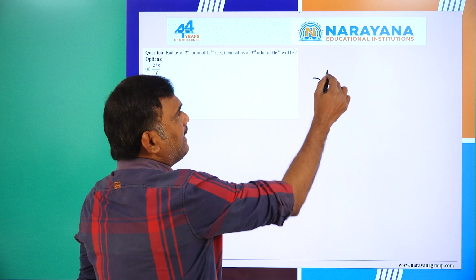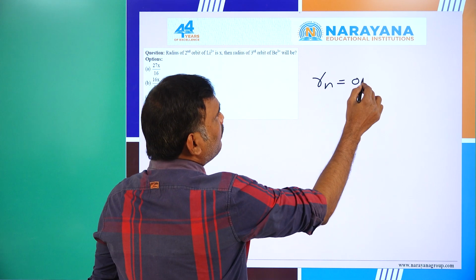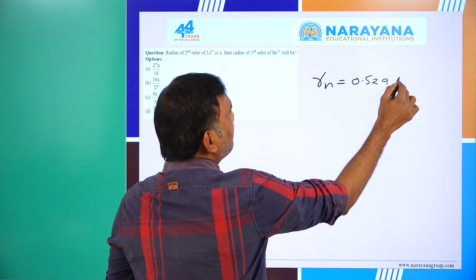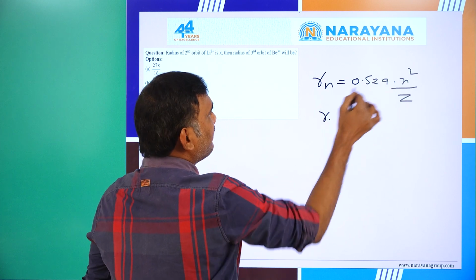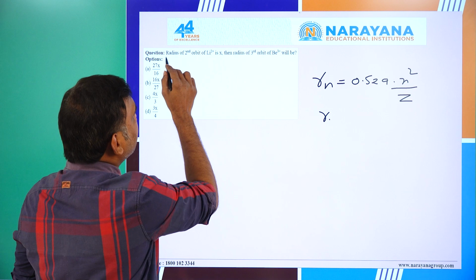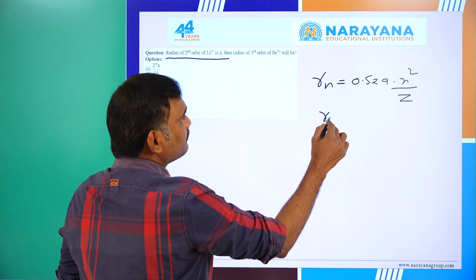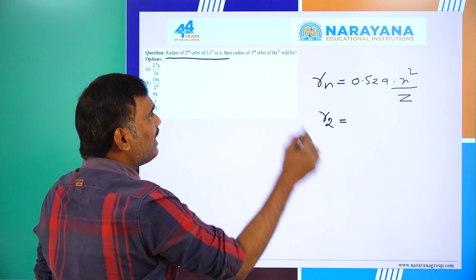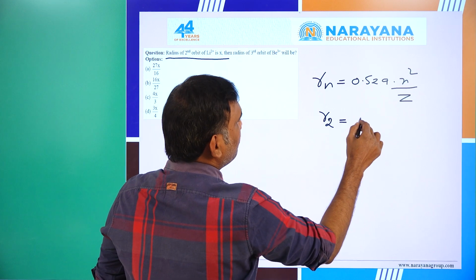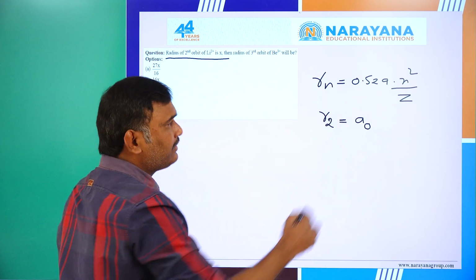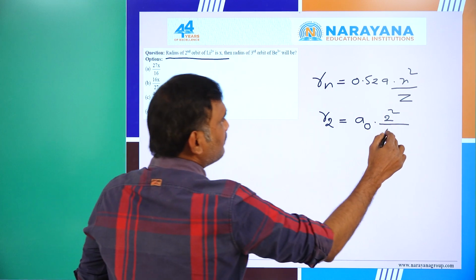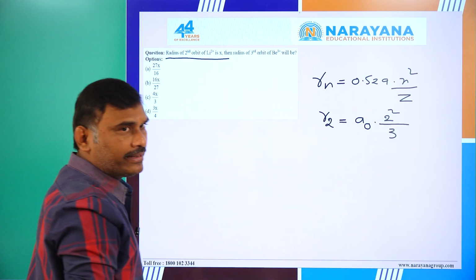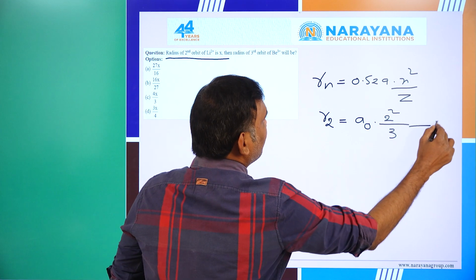Now Rn is equal to 0.529 into n square by Z. What is the radius of the second orbit? R2 of lithium, I am taking as A0 into 2 square by Z, where 3 is the atomic number. Let us say this is equation 1.